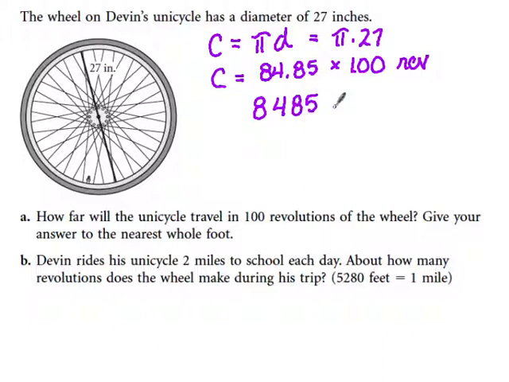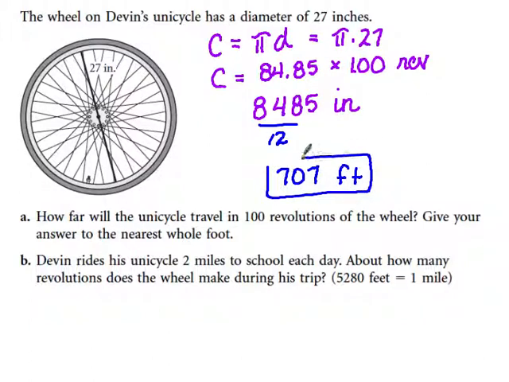8,485. Now this will be inches, right? What did they ask you to find? Feet. So if that's inches, how do I convert that to feet? Divide by 12. And so how many feet will that be? 707 feet. So that's the first answer, folks. Questions on that? Okay. Now let's look at the next one.